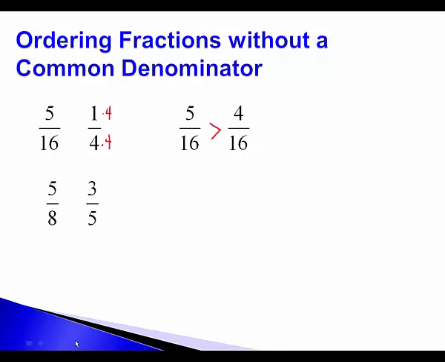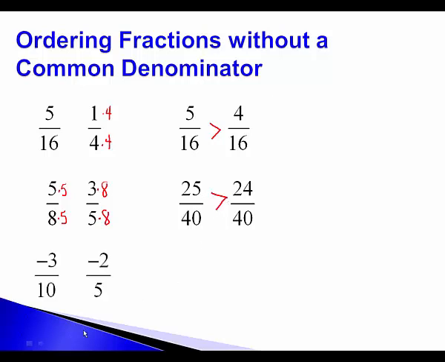Let's look at another one. If I had 5 over 8 and 3 over 5, our step would be to create a common denominator again. I would do that by multiplying this one by 5 and this one by 8. And remember, if you're going to do that to the denominator, you also have to do it to the numerator. When you do that, what you now have is 25 over 40 and 24 over 40. Well, it becomes easy then to put in the correct symbol. 25 over 40 is greater than 24 over 40.